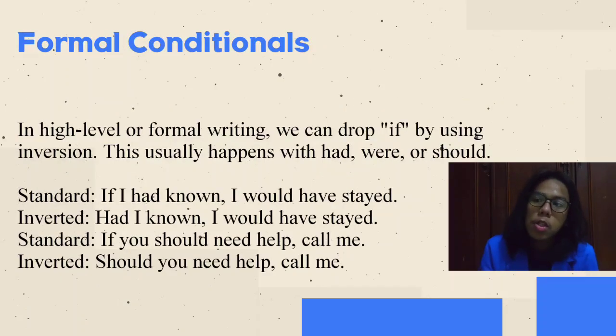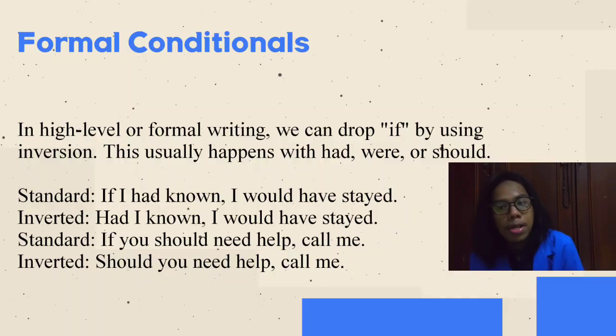Next, the use of formal conditional. In high level or formal writing, we can drop if by using inversion. This usually happens with had, were, or should. In standard writing or speech, we say, if I had known, I would have stayed. And the inverted version becomes, had I known, I would have stayed. So it inverts to make it more formal. Like the other example, should you need help, call me. So if you need help, call me.